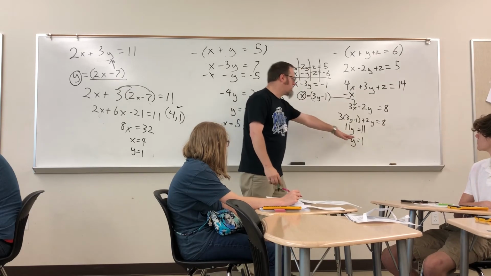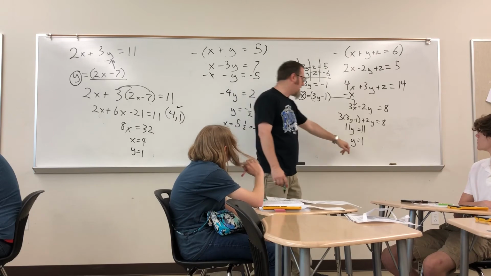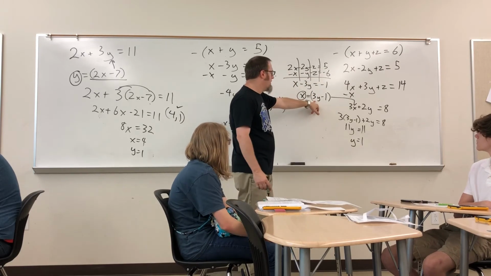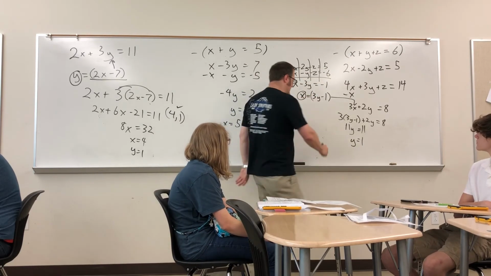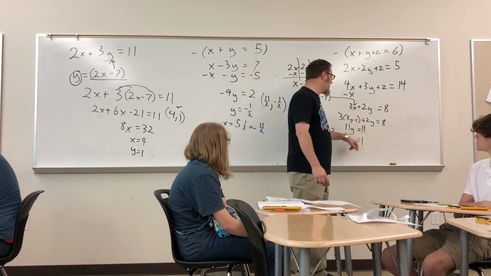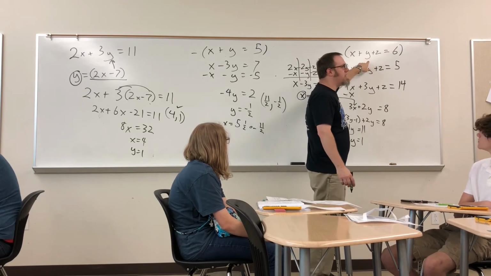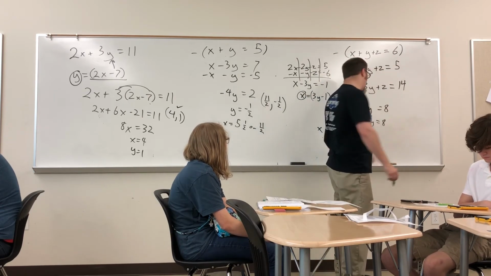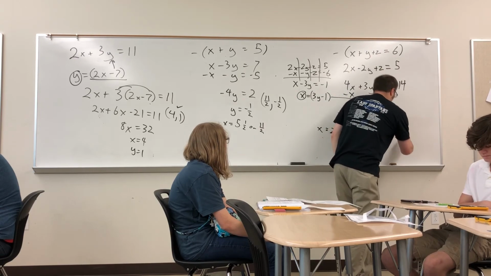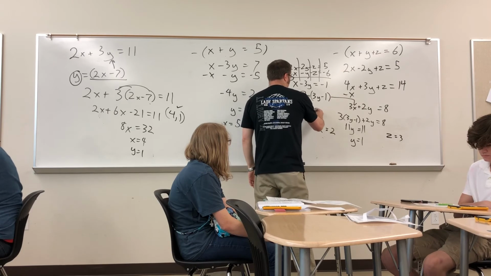Now that I have y is 1, I'm not going to go back up to the top. That's way too much work, that's too much time. I take it and I put it here. 3 times 1 is 3 minus 1 is 2. So I've got x is 2. And now that I have 2 and 1, I can go back up here to this easiest equation. 2 plus 1 is 3. So 3 plus a number makes 6. That means that z is equal to 3. And I write this as an ordered triple, which would be 2, 1, 3.